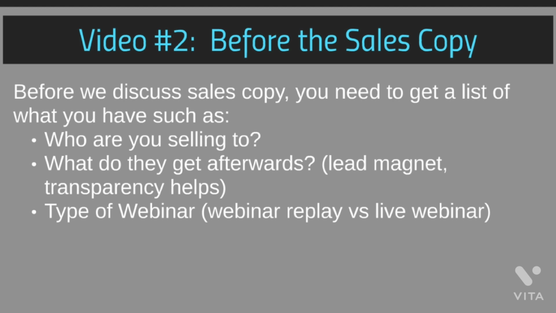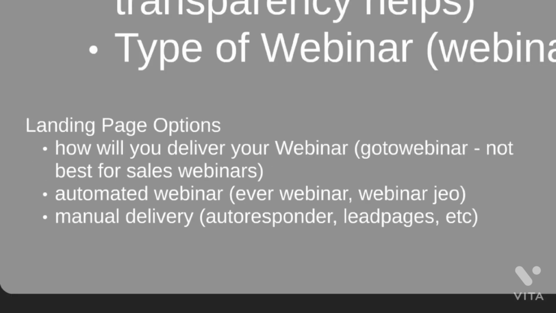So these kinds of things I want you to jot down, write down on a piece of paper or even your iPhone or smartphone. Just jot it down right now and feel free to pause this video at any time. The next thing you got to think about before we even talk about sales copy, and if you don't have access to it right now, that's fine, but just keep in mind that you will need to have these in hand before you begin to actually set things up. So as far as landing page options go, how do you deliver your webinar?